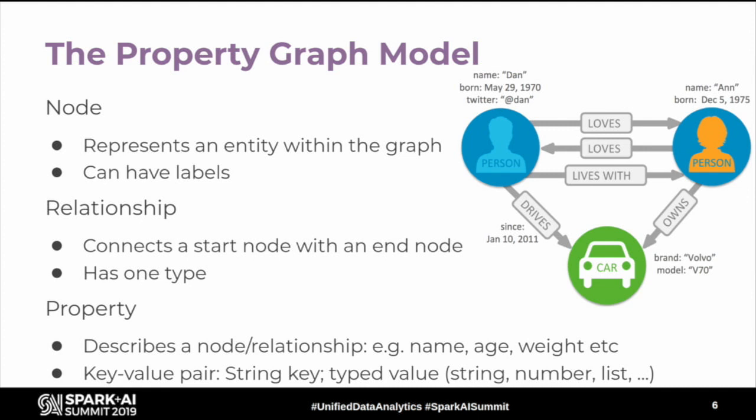And the thing that makes this graph a property graph model is, of course, a property. So you can attach key value pairs on either nodes and relationships. And those pairs can contain strings or booleans or numbers. And that's how we store our data in a graph.